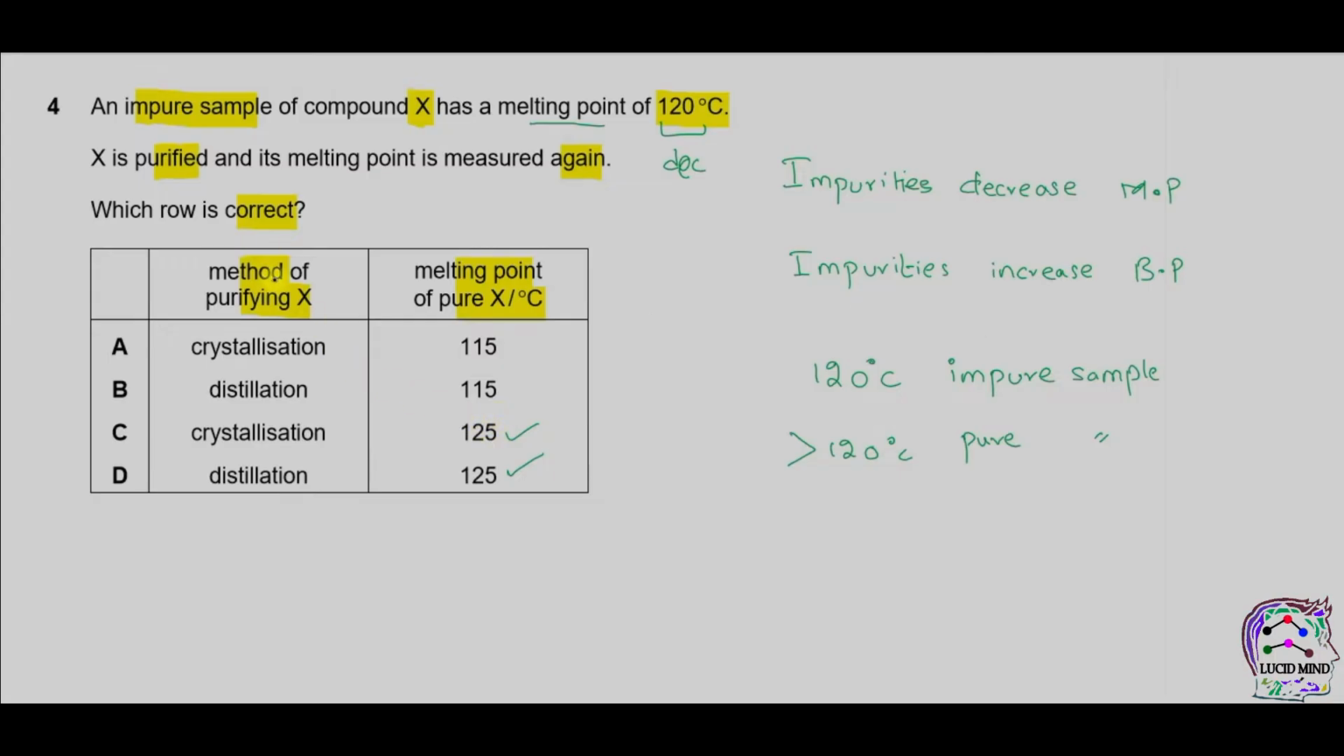Second thing is to find the method of purifying X. Now as X is an impure sample of solid, we cannot use distillation, because distillation can be used only to separate liquids from solids or liquids from liquids. Now we have crystallization. Crystallization can be used, in which we make a solution and then crystallize the pure sample. It will form crystals and they can be separated. So therefore the correct answer is part C.